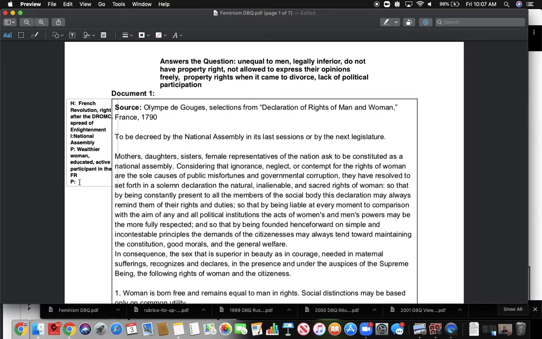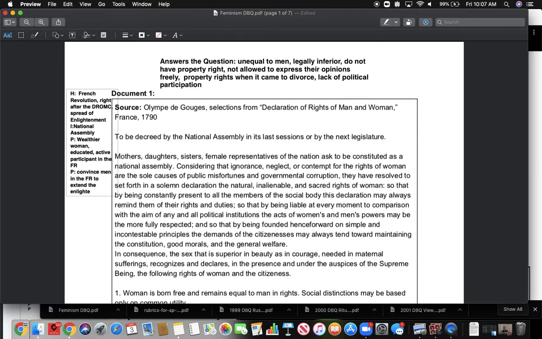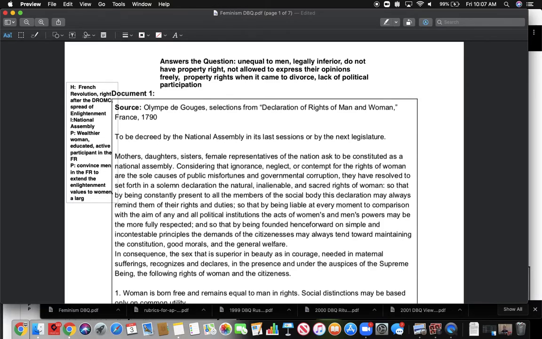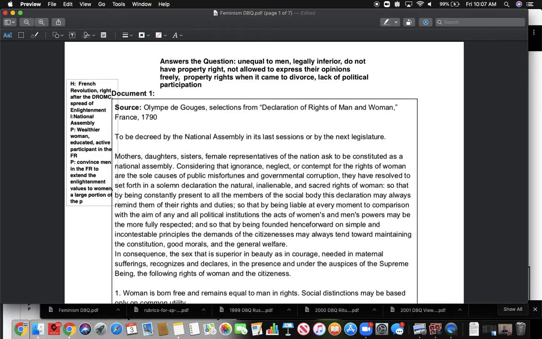And then lastly, what is the purpose of this document? Well, the purpose of this document is pretty straightforward. It's to convince men in the French Revolution to extend the Enlightenment values to women, a large portion of the population. So again, I've just done a quick hip check here. What the heck are all of these things?